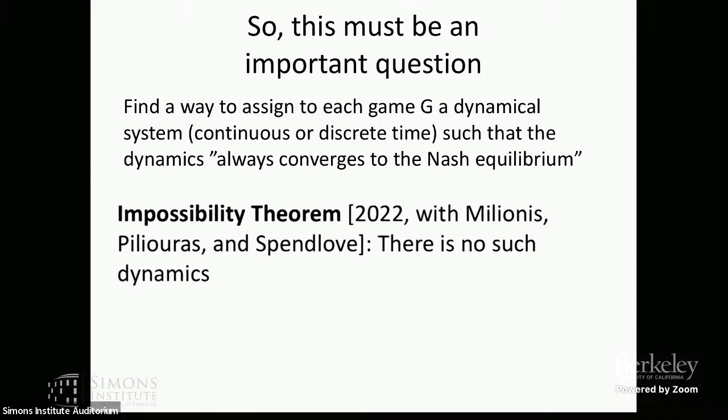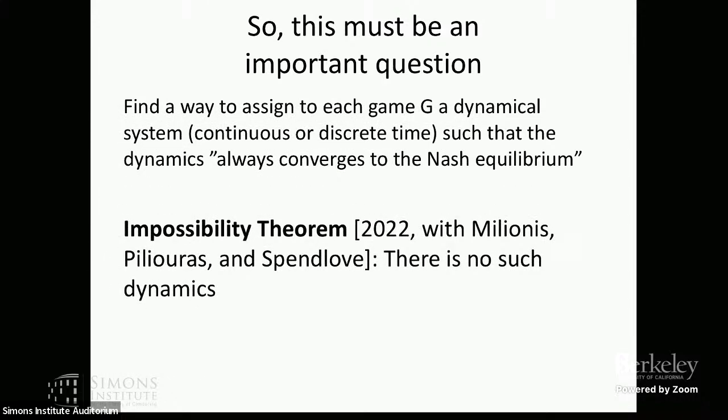Okay, here's the impossibility theorem. There is no such dynamics. It's a recent work with Jason Milonis, who is a first year PhD student at Columbia, Georgios, and Kelly Spendlov, who is an algebraic topologist from Oxford. To clarify, the quantifier is that you're even allowing to change the dynamics per game. Yeah, for every game, I don't even require a polynomial time algorithm. I want to have some kind of, my God, this is rough.